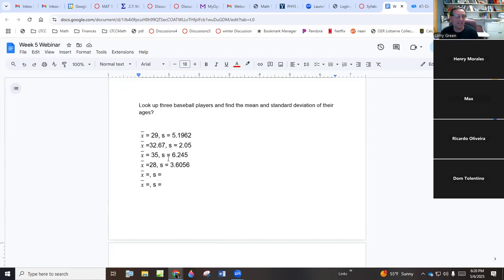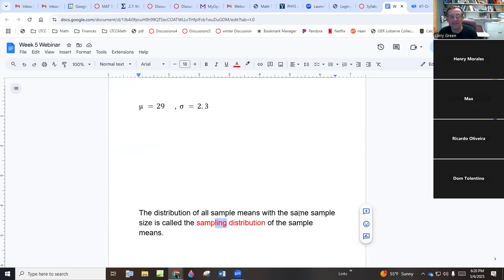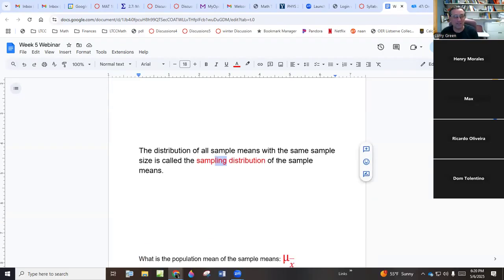Now, we only took, at least I have here 4, but there's actually thousands and thousands of different samples of size 3 of Major League Baseball players. And if you look at all the different possible ones, you can look at the distribution of all of them, and that's called the sampling distribution. Any questions on this big definition?